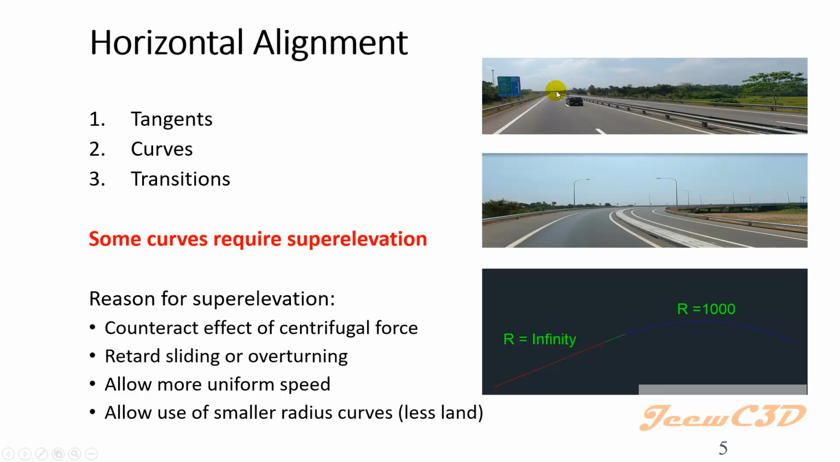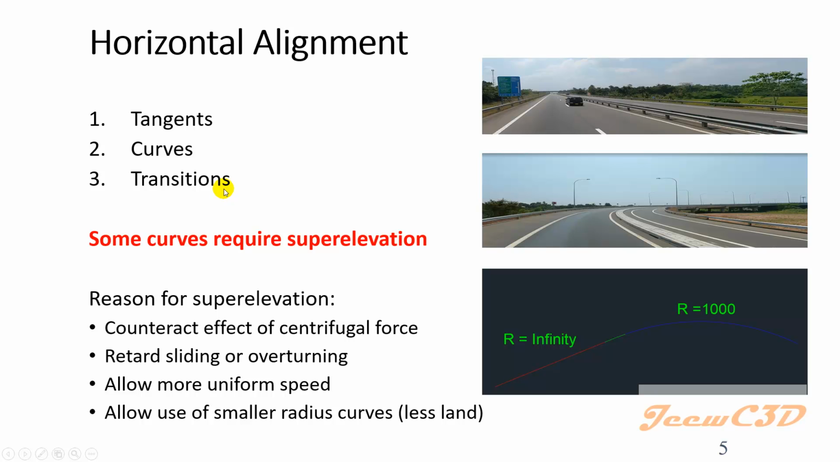So if you consider the radius of a straight section, that is infinity. Then something like this, a curve, it might have a radius something like 1000 or 100 or 50, whatever. So it has some value for radius. So when you are going to change the radius from infinity to 1000, we can introduce a small curve which changes the radius from infinity to 1000. In this section, the radius of the road changes from infinity to 1000. So we call it a transition curve.